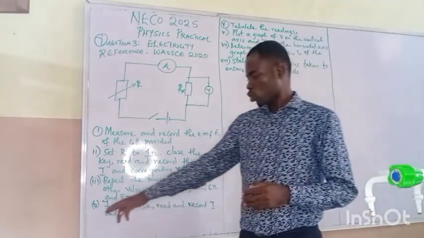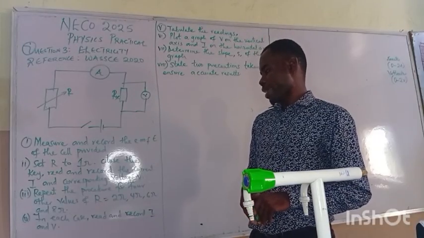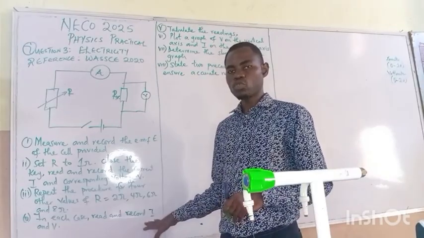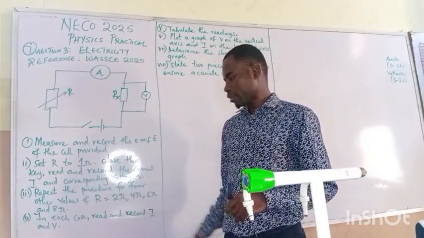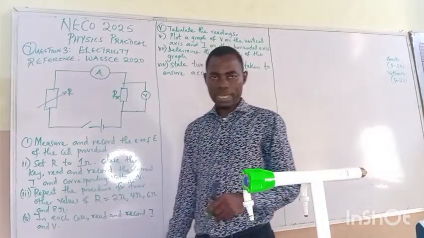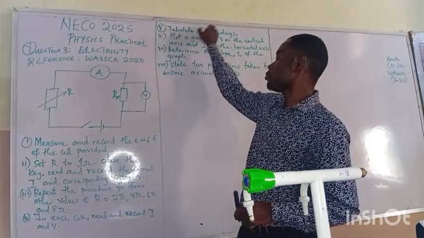Alright, instruction number 4. In this case, read and record I and V. Your I is the current, that is, you measure your I on the ammeter and you measure your volts on the voltmeter. That is your V. And the next procedure, number 5, says tabulate the readings.